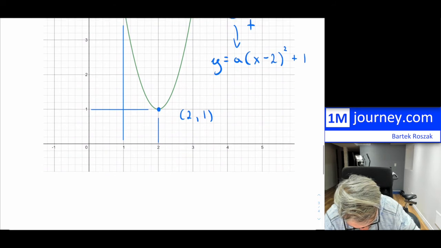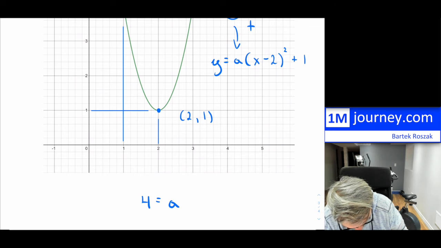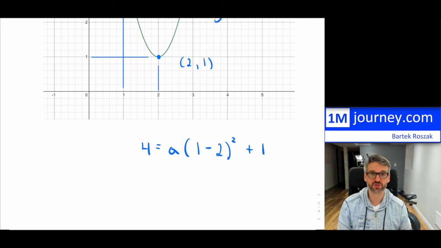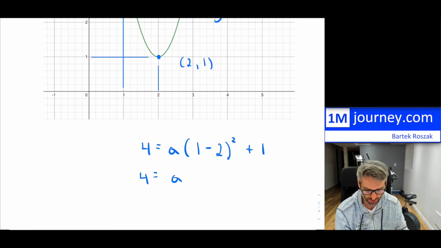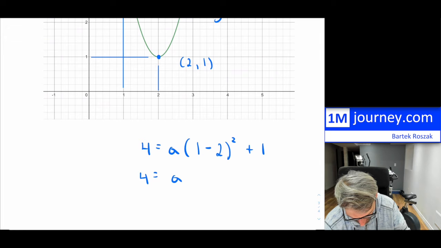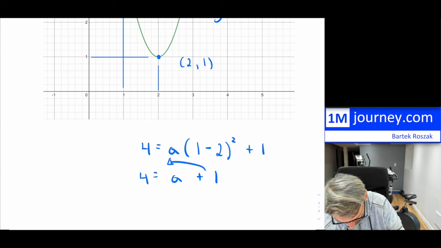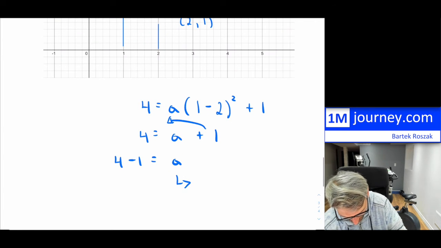So if I do that, y equals 4 is equal to a, which I don't know yet, times x, which was 1, that's the point, minus the 2 squared, plus the 1. Now all I do is solve for a. This is much simpler to do. So 4 is equal to a times, 1 minus 2 is negative 1, and negative 1 squared is just 1. So that is just a on its own, plus 1. Now you just shift this over to the other side, and you notice that 4 minus 1 is equal to a. So a is equal to 3.